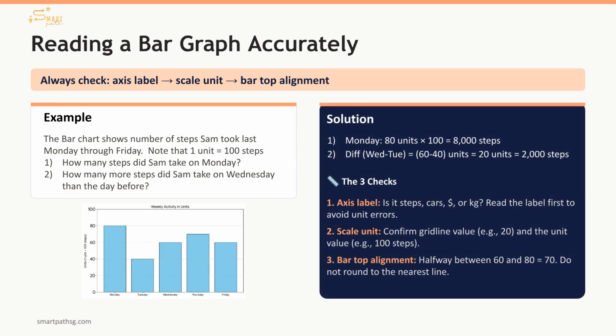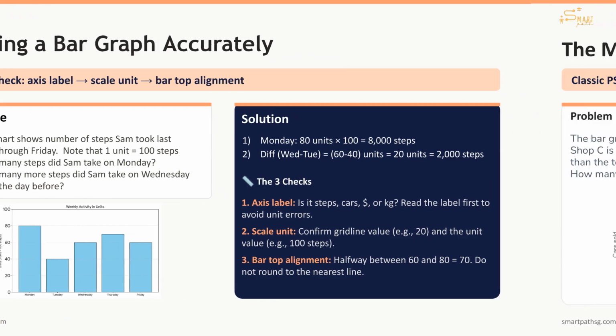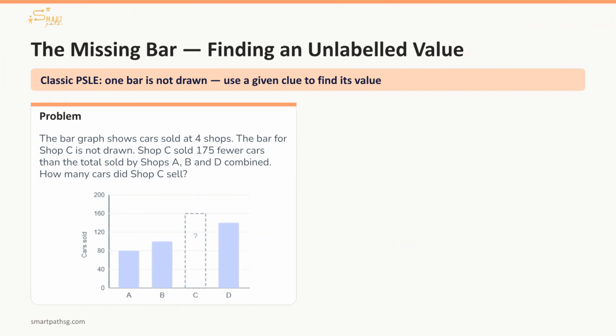For this example, remember the unit conversion. 1 unit equals 100 steps. Monday is 80 units, or 8,000 steps. The difference between Wednesday and Tuesday is 20 units, or 2,000 steps. This example is a PSLE favorite question type, finding the value of a missing bar.